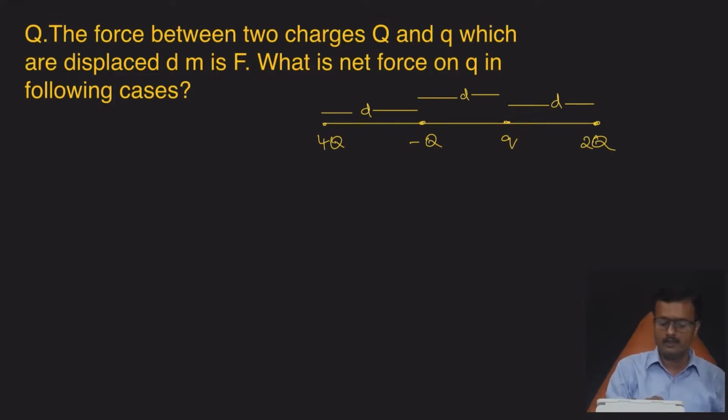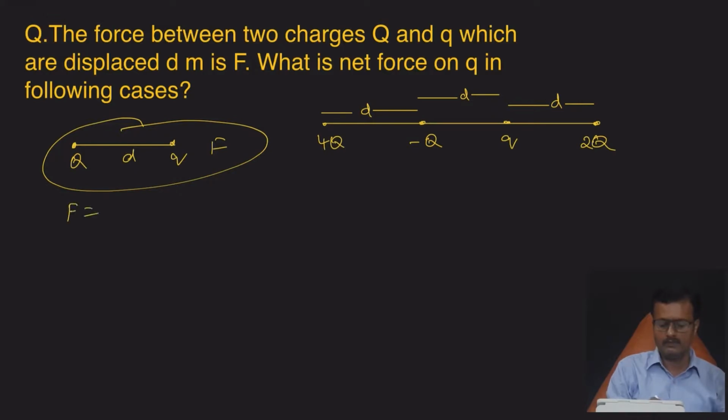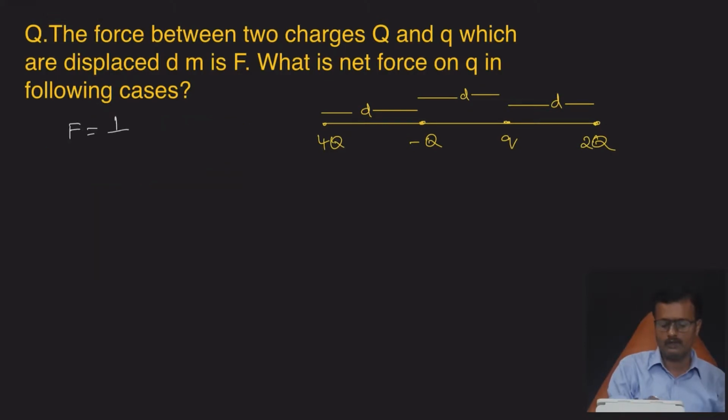See here, Q and Q are separated by a displacement d. So what is the force? The force is given as F. So what is the relation among them? F is equal to 1 by 4 pi epsilon naught Q square by d square. That is F.